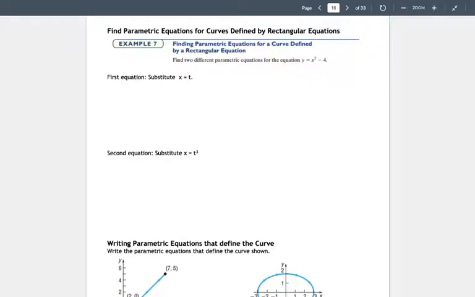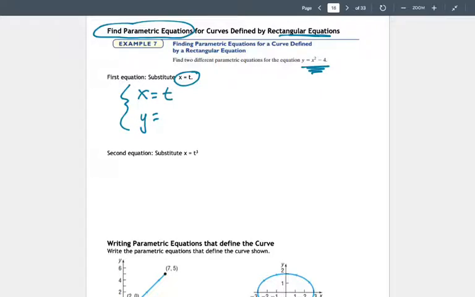Okay, on this example, they're asking us to find the parametric equations. So they've given us the rectangular one, and we're going to parametric. So we should have two equations, an x equals equation and a y equals equation. This is the original rectangular equation that we're starting with. They want us to substitute x equals t, so that's our first equation for the parametric. And all we're going to do is plug in this t for the x right here. So the y equals equation will be y equals t squared minus 4. And those are our parametric equations.